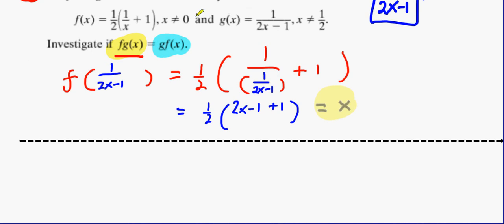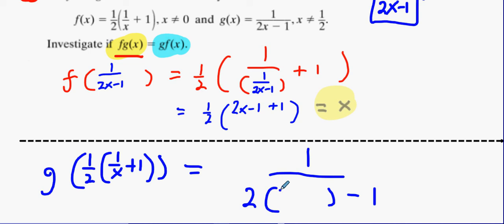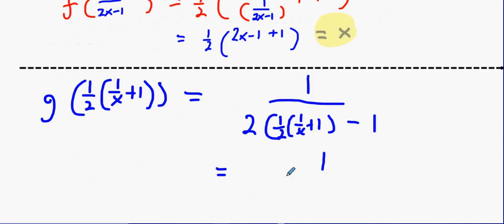So do the g function, which is g blank equals 1 over 2 times whatever the blank is, take away 1. The blank it wants me to use is f of x, and f of x is all of this here. Oh man, it's not nice. A lot of brackets there. And then that's going to be 2 times a half into 1 over x plus 1. Is that alright? What's 2 times a half? 2 times a half is 1. So now we're left with 1 over x plus 1 minus 1.